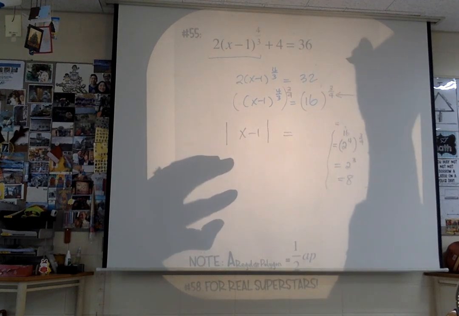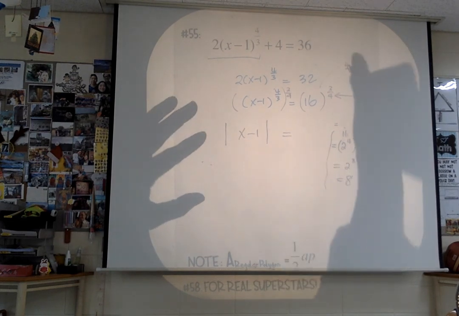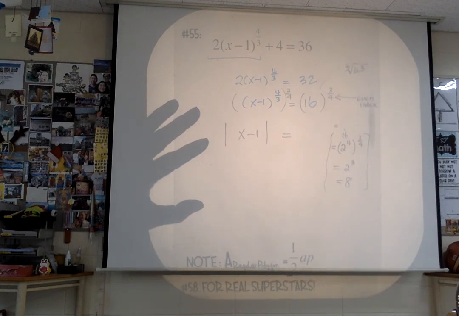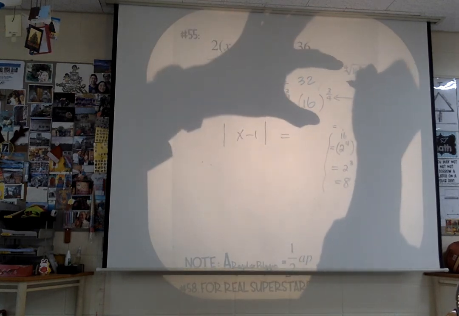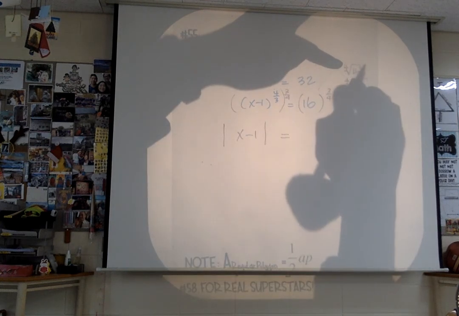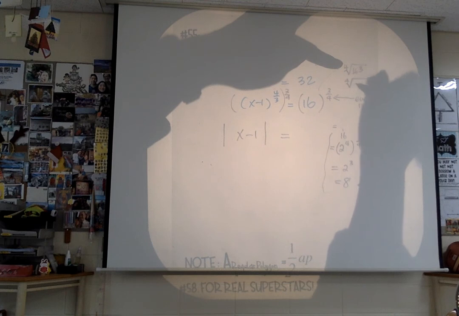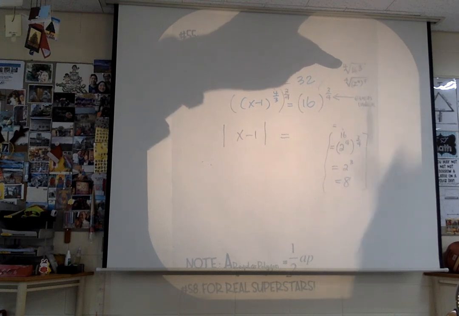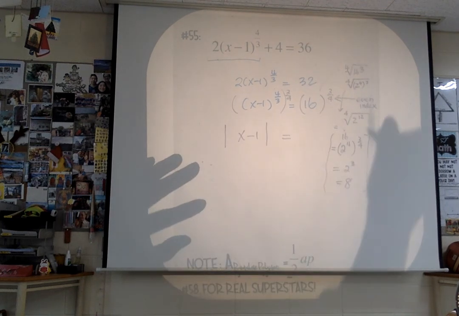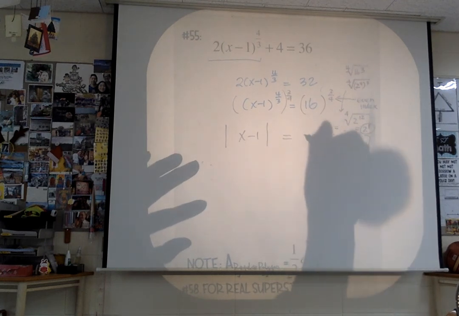So this is going to be the 4th root of 16 to the 3rd. Is this a 4th root of some number? Yes. So isn't this the 4th root of 2 to the 4th, to the 3rd? So it's actually the 4th root of 2 to the 12th, which is 2 to the 3rd, because it's 12 divided by 4, which is 8. So this should be an 8.